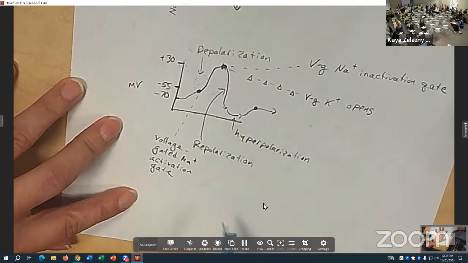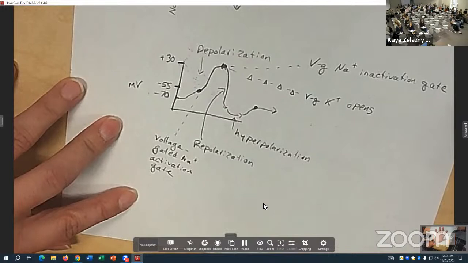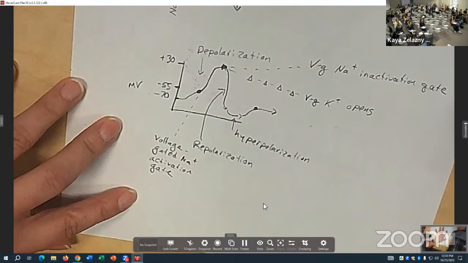During this process, we also have a refractory period. Refractory periods have to do with when it is difficult or impossible to fire off an action potential.